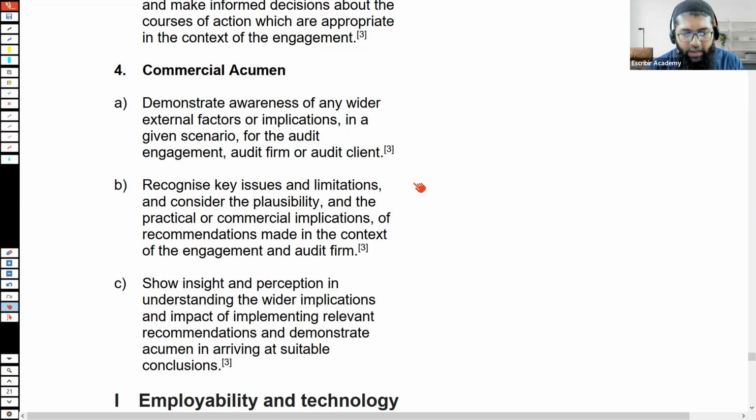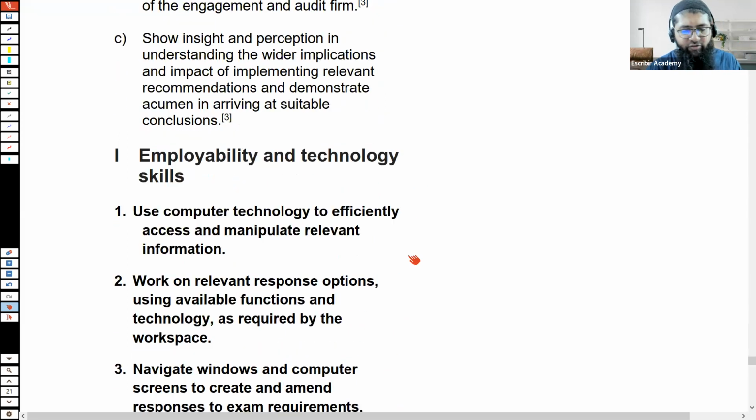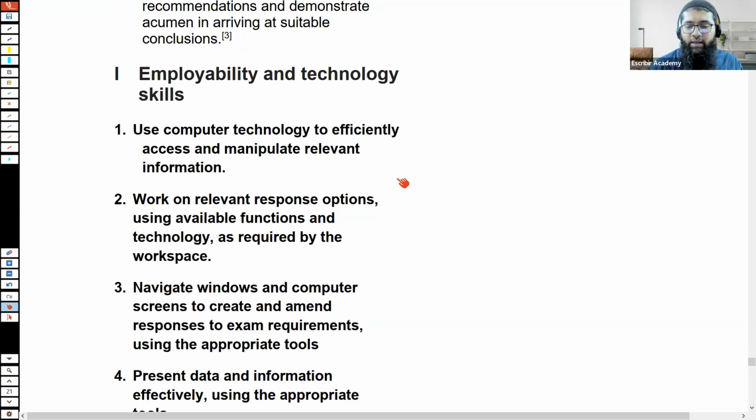Now, lastly, there is employability and technology skills, which is nothing except that if you know how to use the CBE platform, if you know how to use the spreadsheet package, if you know how to use the word processing document, you're good enough.